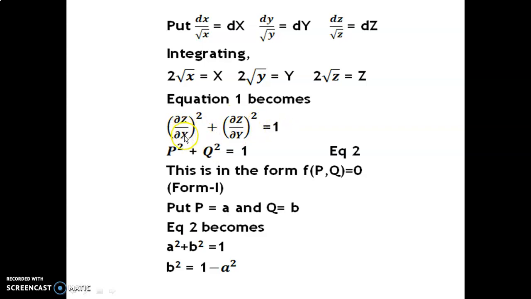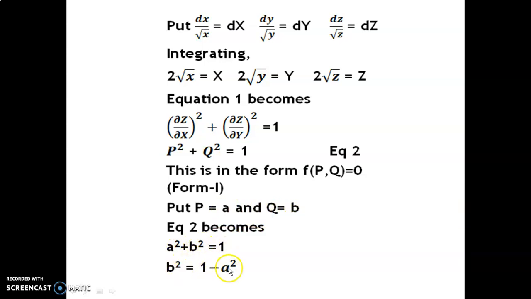Suppose dou Z by dou X is capital P and dou Z upon dou Y is capital Q, so that P square plus Q square is equal to 1. Call this equation number 2. So this form now reduces to form number 1, f of P, Q equal to 0. So we will solve equation 2 by using the solution of form 1, that is, put P equal to a and Q equal to b. So equation 2 becomes a square plus b square equal to 1.